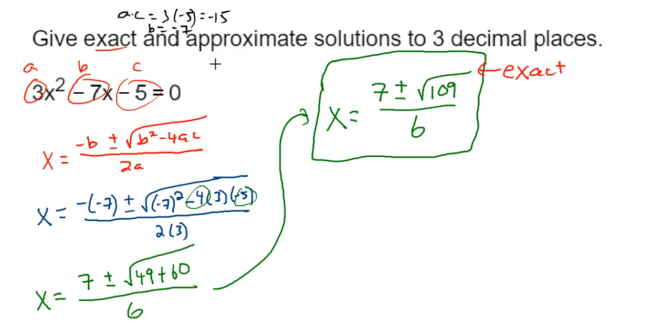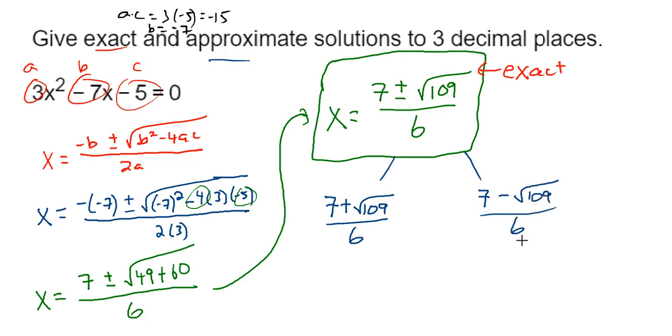But then they want the approximate solution to 3 decimal places. So I want to be able to plug this into my calculator. So I will have to go ahead and split this up and get the plus and the minus case separate for plugging it into my calculator. So one answer here is 7 plus the square root of 109 divided by 6. The other answer is 7 minus the square root of 109 divided by 6.